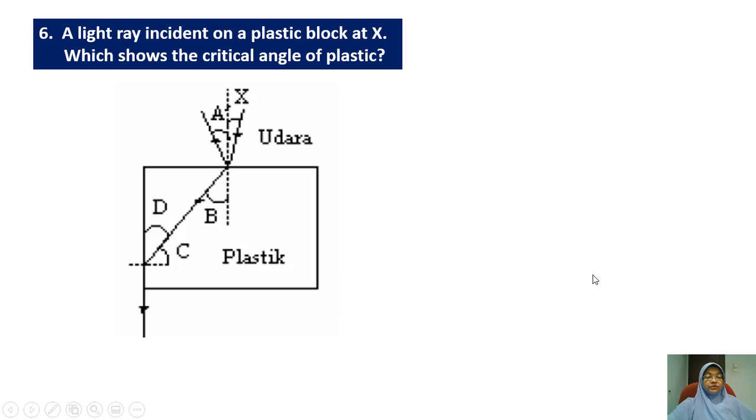A light ray incident on the plastic block X will show the critical angle of plastic. The critical angle must be from denser to less dense. So not here. From here to here, this is denser, this is less dense, and this is the normal line, so C will be the critical angle.